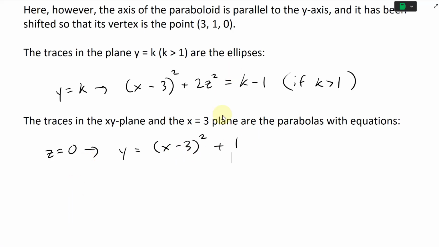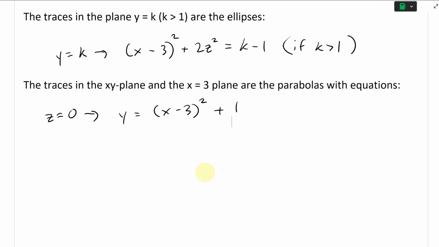This is a parabola, and it's shifted up on the y-axis by 1, and then it's also going to be opening in the positive direction on the y-axis.